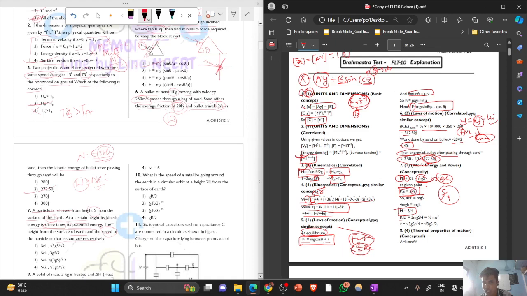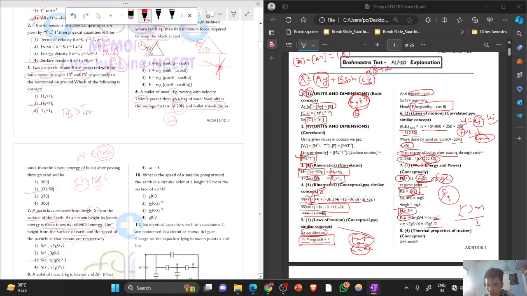And for the kinetic energy, you just need to use this. You know the height, so you can calculate the potential energy, and putting the value of potential energy, you can get the kinetic energy. From that kinetic energy, you get the value of velocity. And the velocity comes out to be root under 3gs by 2. So the correct answer will be root under 3gs by 2, option number 3.